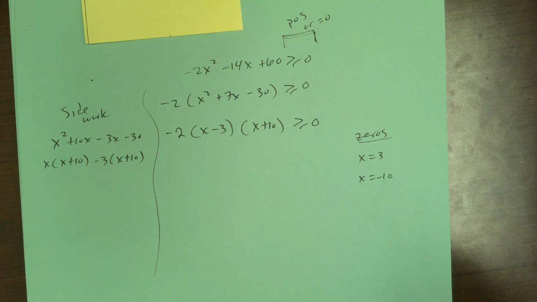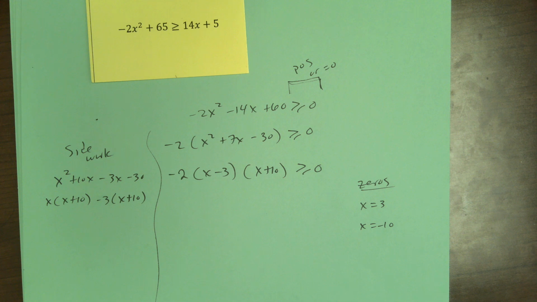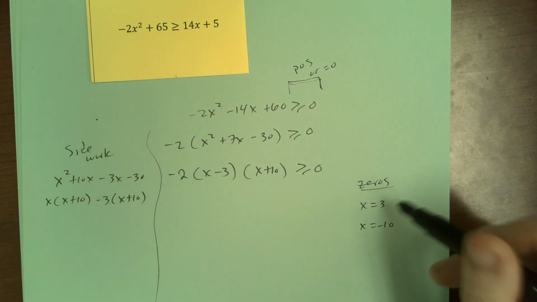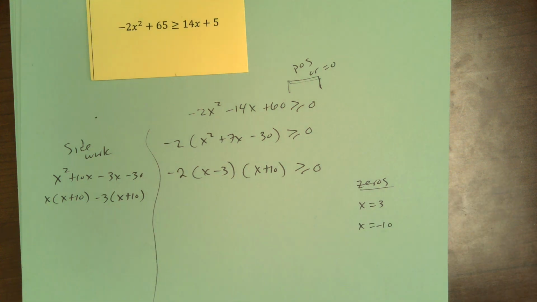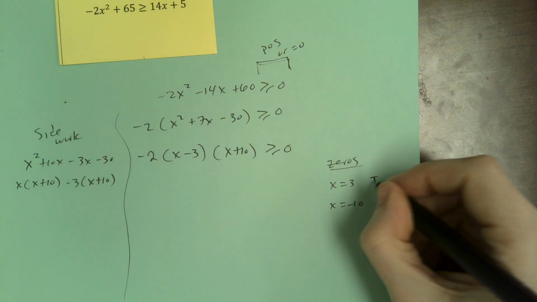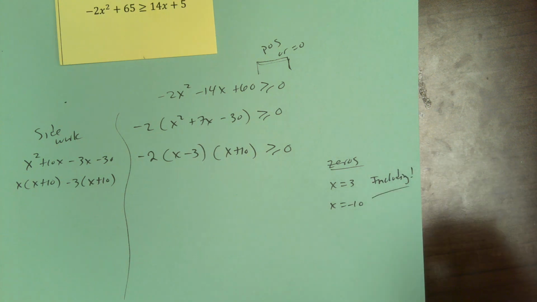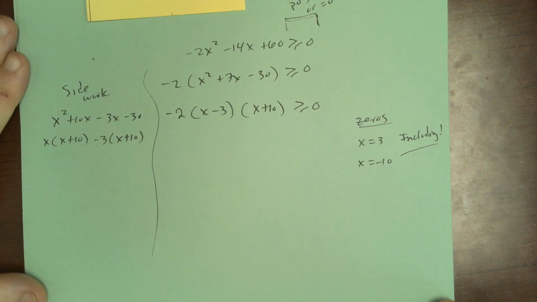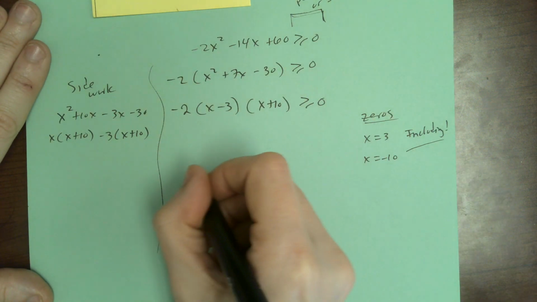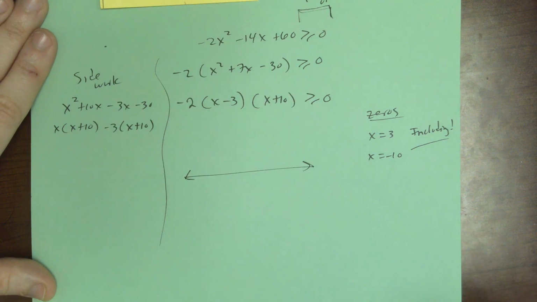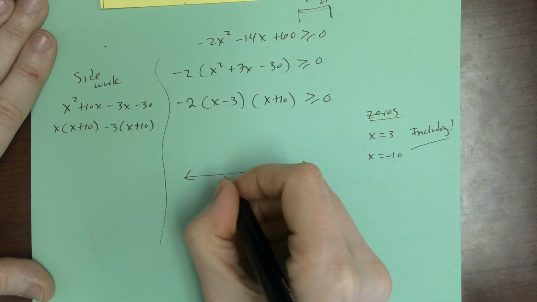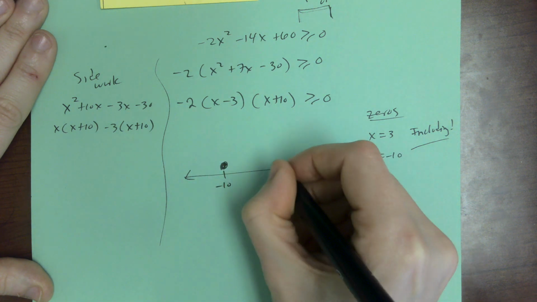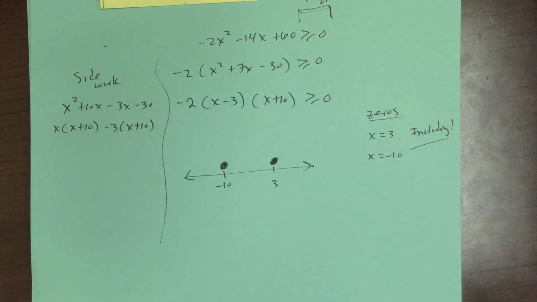And then when you find the zeros, guys, you ask yourself, are these included? And the answer is yes, because we're looking for outcomes that are positive or 0. So at these values, the outcome is 0, and so we are including them. So we'll need closed circles. Now I can go to a number line. I'm putting these on the number line: negative 10, 3. Closed circles above them.